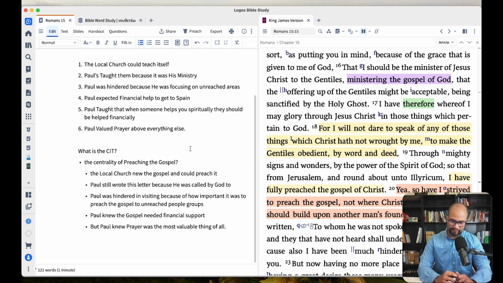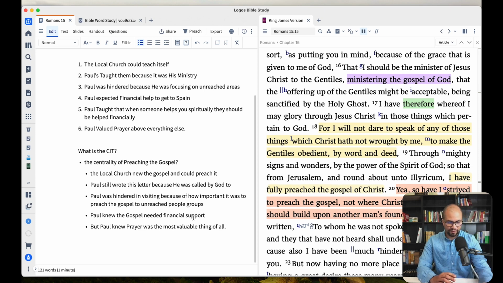And so I will turn that CIT into a purpose statement in a minute, but let's just see if we can make SITs out of this list of 5 things. The local church knew the gospel and could preach it themselves. Okay. Paul still wrote this letter because he was called by God to. Paul was hindered in visiting because he knew how important it was.